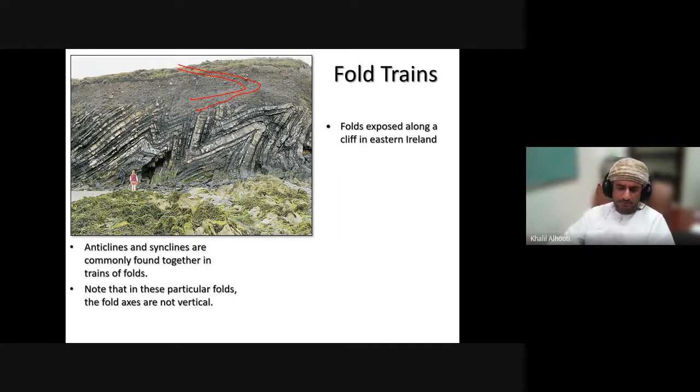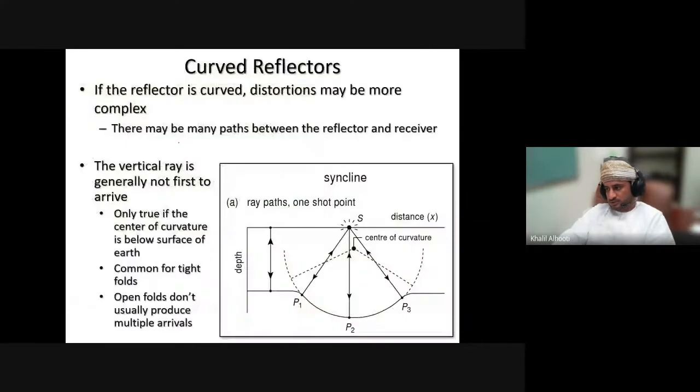So how will they appear in seismic sections? That's the interesting thing. That's what we want to know. So if we have a syncline, a tight syncline, where its center is below the subsurface. So in this case, this is a syncline. Its center, or the center of the curvature, is below the subsurface. And we assume that there we have a source and receiver. The energy goes, reflects back. This is the zero offset.